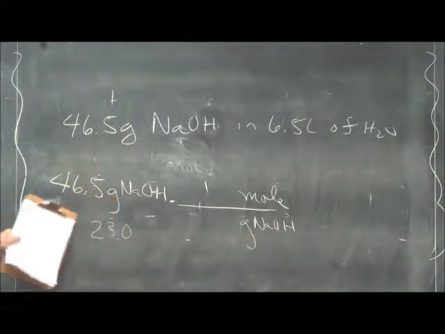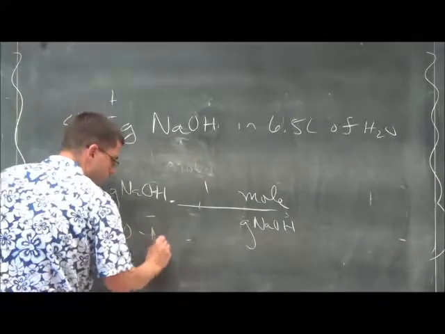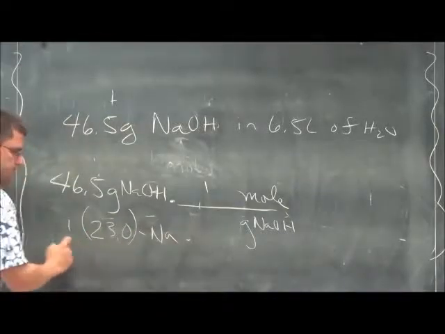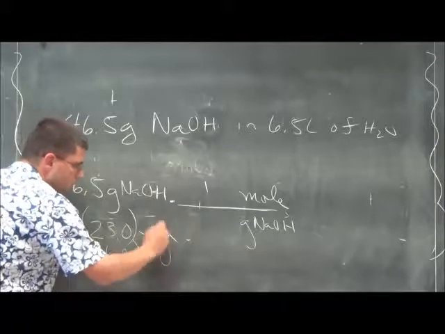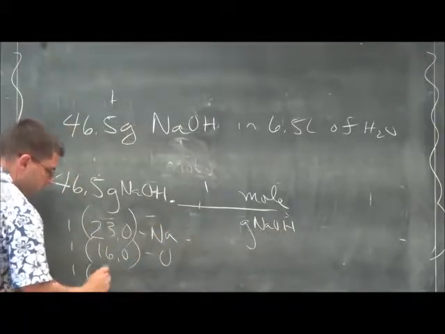So I've got for sodium 1 Na, 1 times 23. For oxygen, 16.0. And for hydrogen, I got 1 hydrogen.